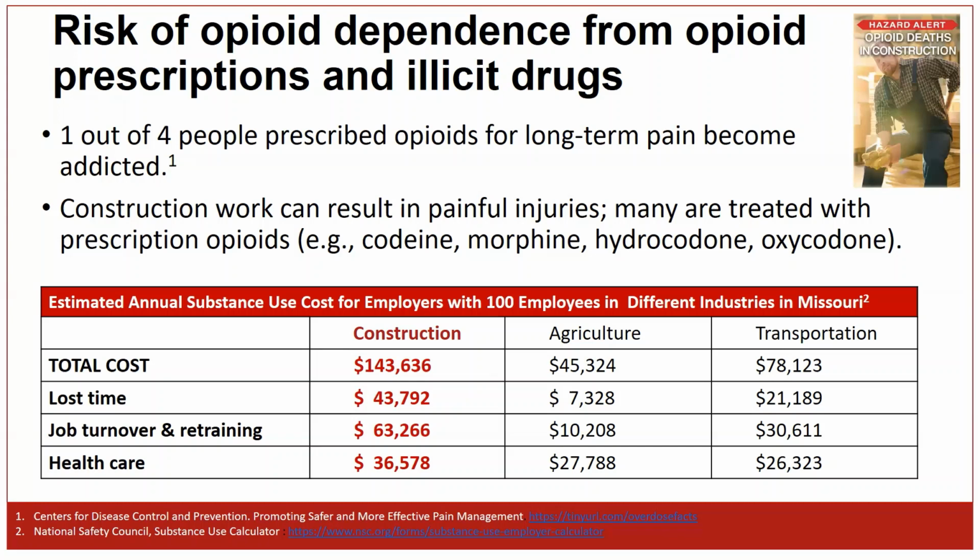According to the Centers for Disease Control, 1 out of 4 people prescribed opioids for long-term pain become addicted. As shown in the example in the table, a contractor with 100 employees in Missouri would spend over $143,000 annually to cover the costs related to managing those workers with substance use disorders. This would include higher costs from lost time, job turnover, and retraining for terminated employees, and costs for healthcare.